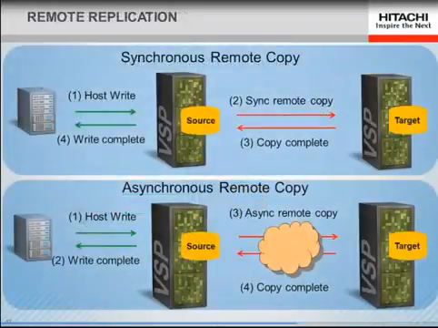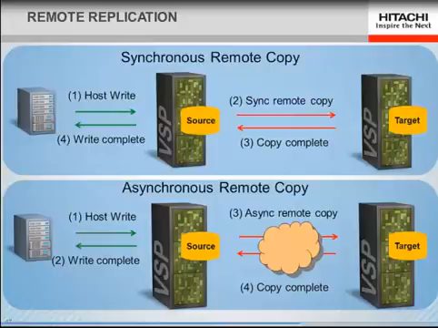If we go to remote replication, which is typically used for disaster recovery, it comes in two basic types: a synchronous remote copy or an asynchronous remote copy. A synchronous remote copy, before we tell the host that the write is complete, we make sure we write to both the source and the target. So there's no difference between the data actually written on the disks at the source or the target.